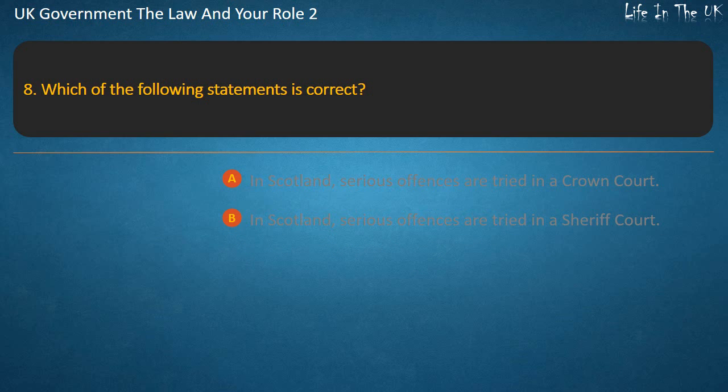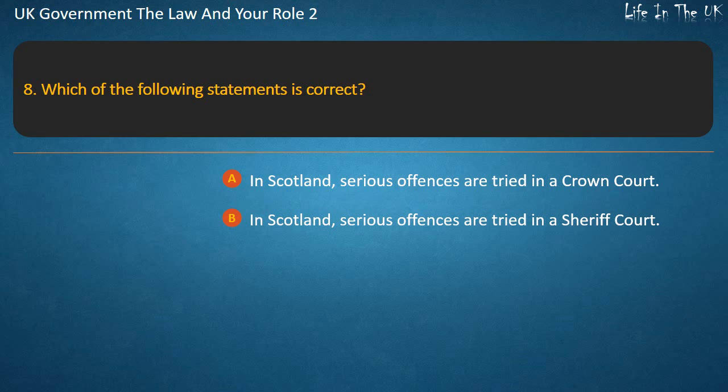Question 8. Which of the following statements is correct? In Scotland, serious offences are tried in a Crown Court. In Scotland, serious offences are tried in a Sheriff Court. Answer. In Scotland, serious offences are tried in a sheriff court.